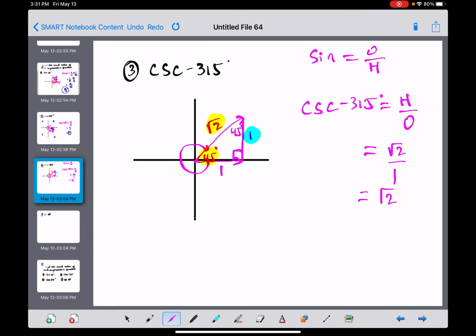And then last step, determine if your answer is positive or negative. So in this case, it's in the first quadrant. It's all. Anything that falls in the first quadrant will always be positive. So the answer is square root of 2. Okay? Let's move on to number 4.